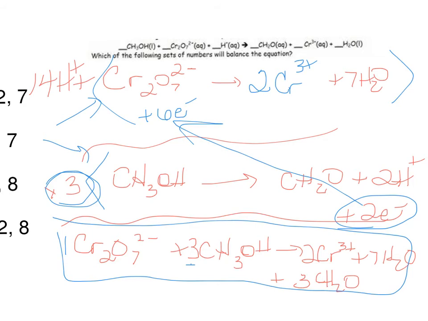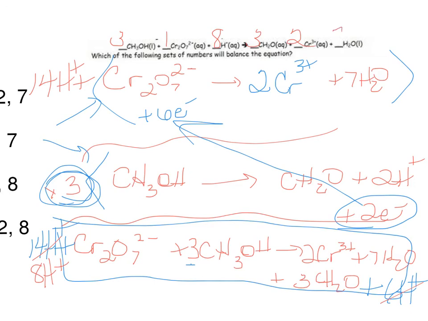Okay, so the coefficients that end up needing, oops, I left my hydrogen ions out. This side has 14 hydrogen ions, and this side, after I multiply by 3, has 6 hydrogen ions. So when I combine those, I end up with 8 hydrogen ions over here. So the coefficients that work are, let's see, 3, 1, 8, 3, 2, 7, I hope.